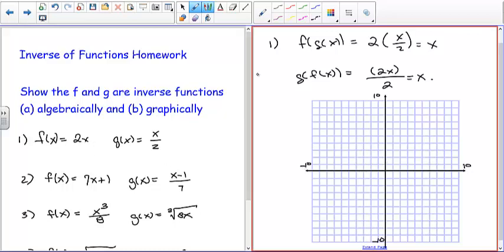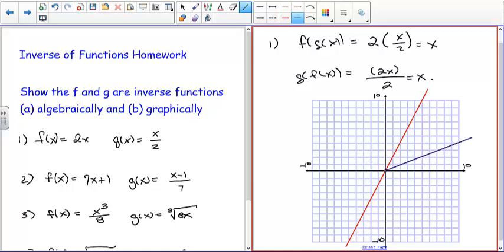So we've got 2x, which is a diagonal line with a slope of 2 that goes through the origin. So that's what that looks like. And if we extend it, we get that. Okay, so that's f of x equals 2x. Now the f of x equals x over 2. It still goes through the origin, but it has a slope of a half, which means it's going to look like that.